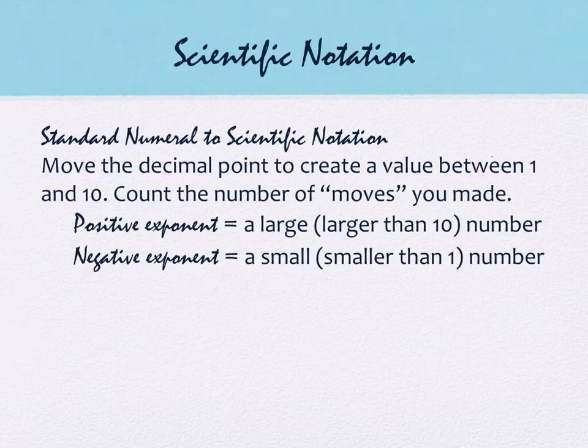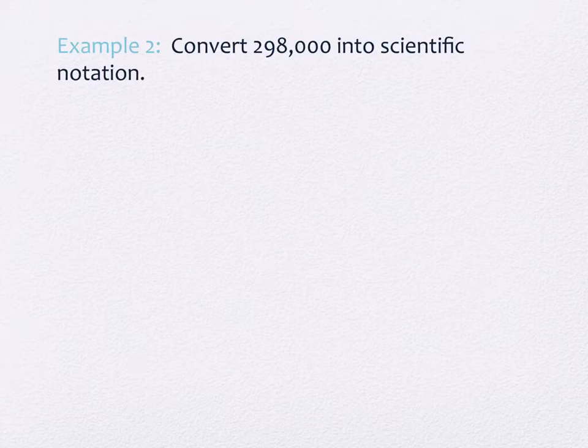If I think about it from this perspective, where I have positive exponents and they mean large numbers, and negative exponents that mean small numbers, I don't have to be extra careful about which direction I'm going, scientific to standard or standard to scientific. So let me show you how it works with an example.